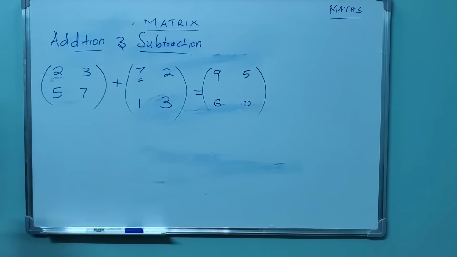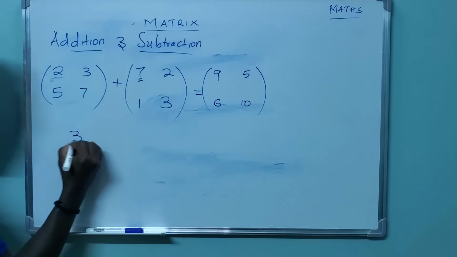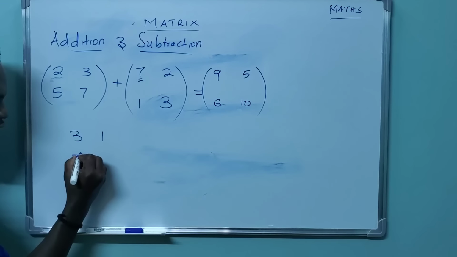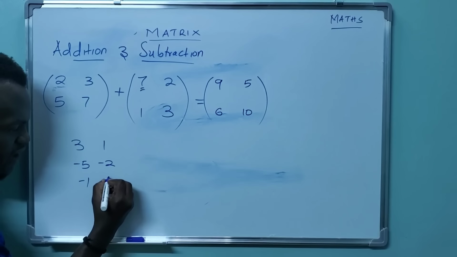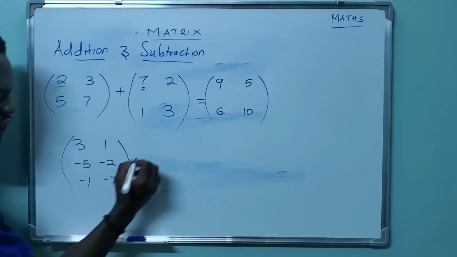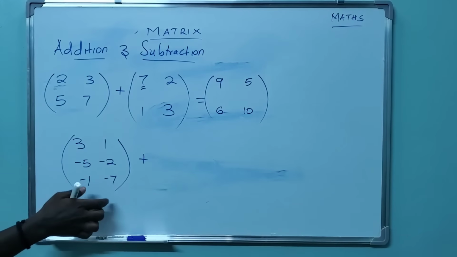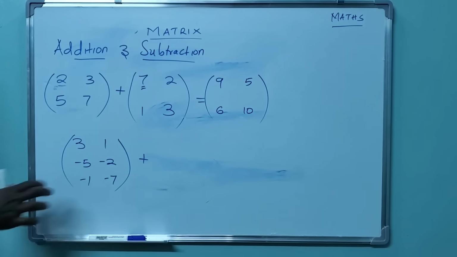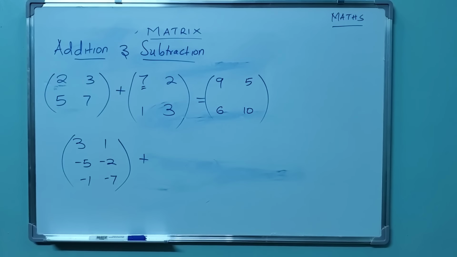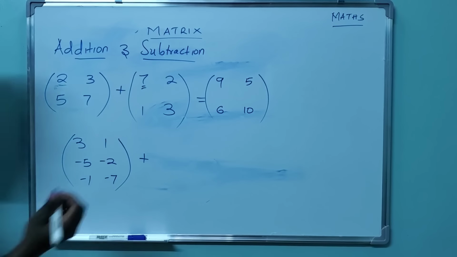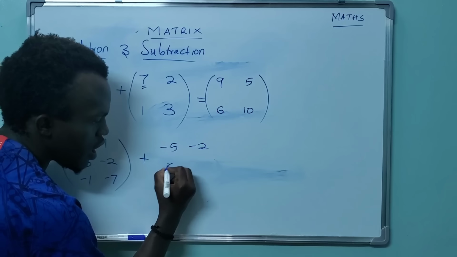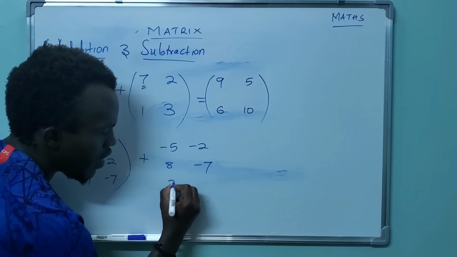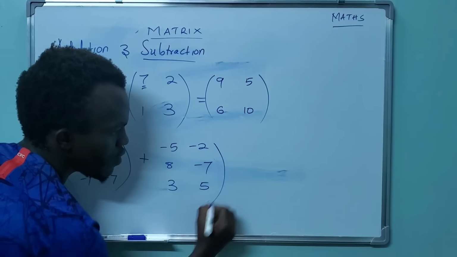For instance, if I have a matrix like this, 3, 1, negative 5, negative 2, negative 1, negative 7, and I've been told to add it to another matrix, because this one is a 3 by 2 matrix, I can only add it to a 3 by 2 matrix. Which means I can have another matrix which is maybe negative 5, negative 2, 8, negative 7, 3, 5.